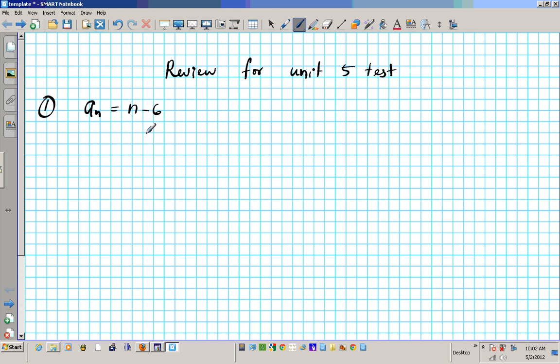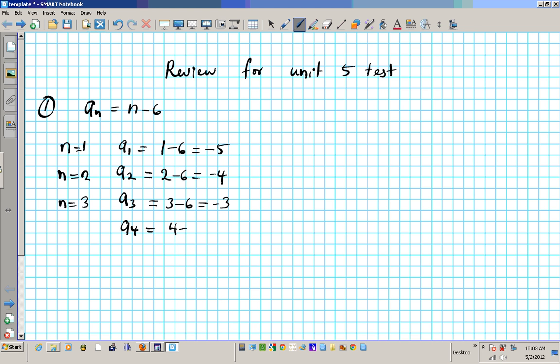Since you're looking at the first 5 terms, we're just going to be plugging in n equals 1 all the way to 5. For n equals 1, that's a1. We do 1 minus 6, which is negative 5. For a2, n is 2, so 2 minus 6, which is negative 4. A3 is the third term, n equals 3, and that's 3 minus 6, negative 3. A4 is 4 minus 6, which is negative 2.